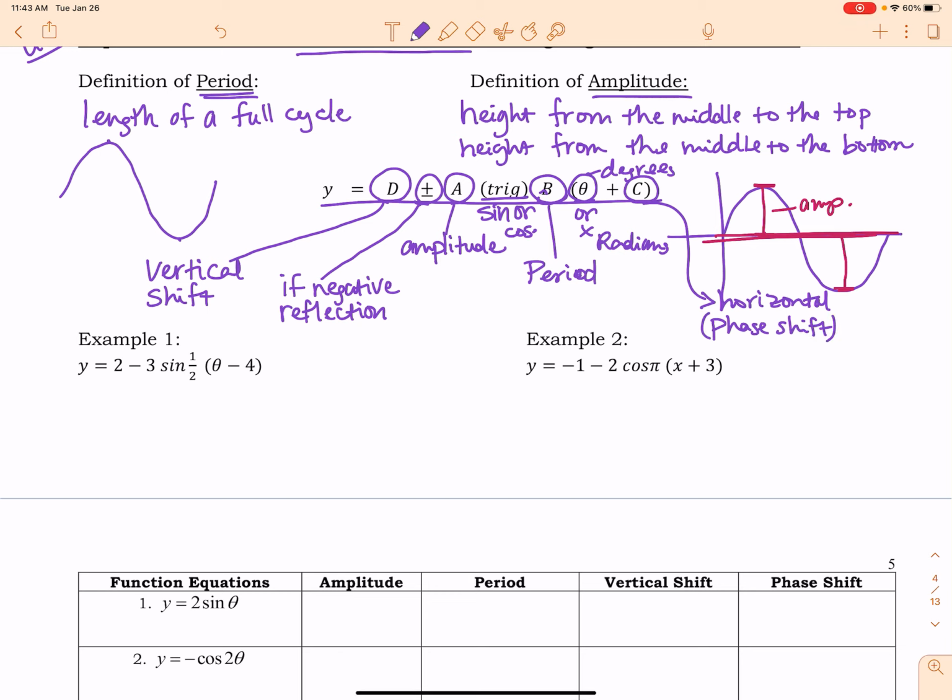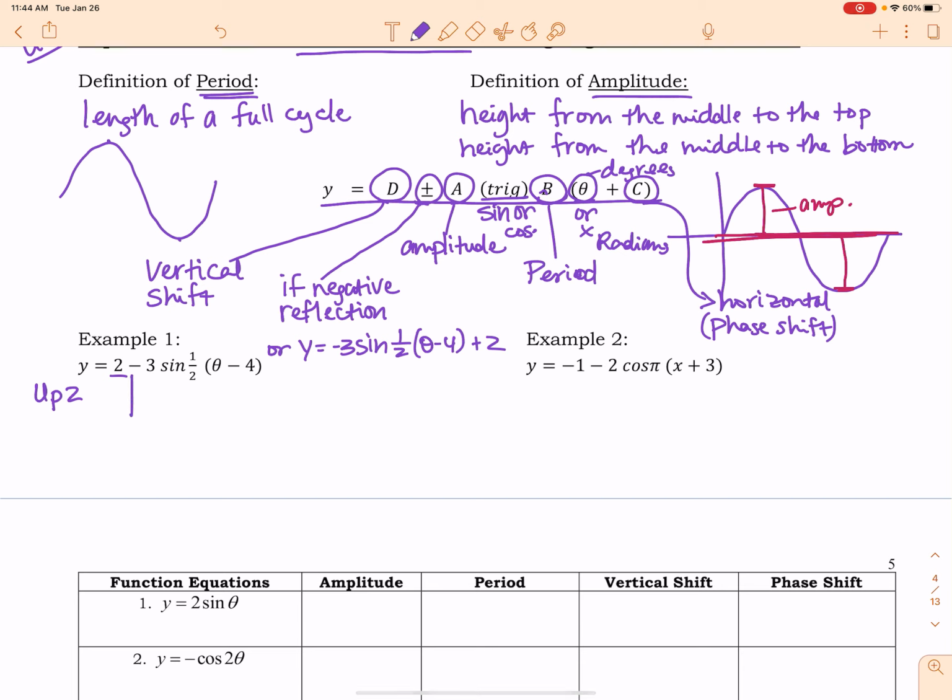So now let's see what this is going to look like in an actual equation. We're going to look at example 1 here, and we're just going to read the equation from left to right. So we have a positive 2 here. That means that we are moving up 2. This 2 could be at the end, so you could have seen this written this way: y equals -3 sine 1/2 times theta minus 4 plus 2. So the 2 could be at the end of the equation or at the beginning.